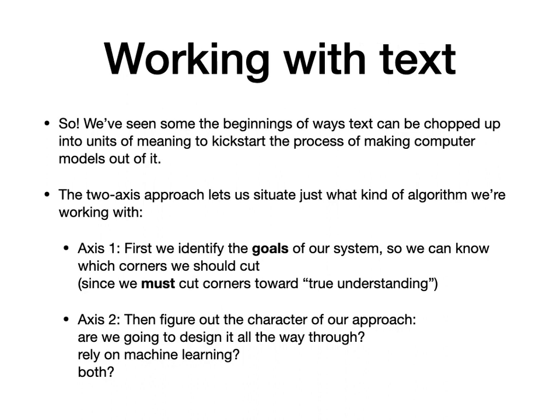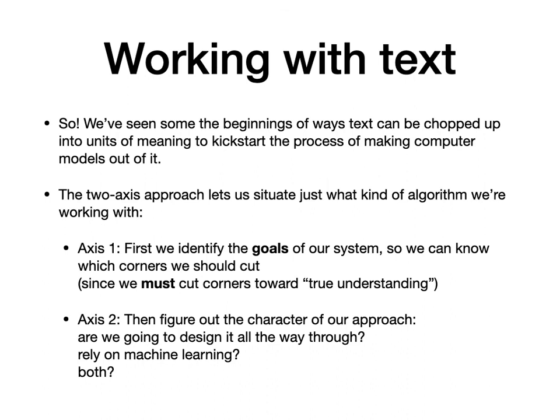So, that's the idea we've covered here, working with text. We've seen the beginnings of ways text can be chopped up into units of meaning to kickstart the process of making the computer model out of it, right? So making the computer build something out of the text in the raw sense. And this two-axis approach helps us situate what kind of algorithm we're working with. On axis 1, we identify the goals of the system so we can know which corners we should cut, because we know we're going to have to cut corners because true understanding is a pipe dream.